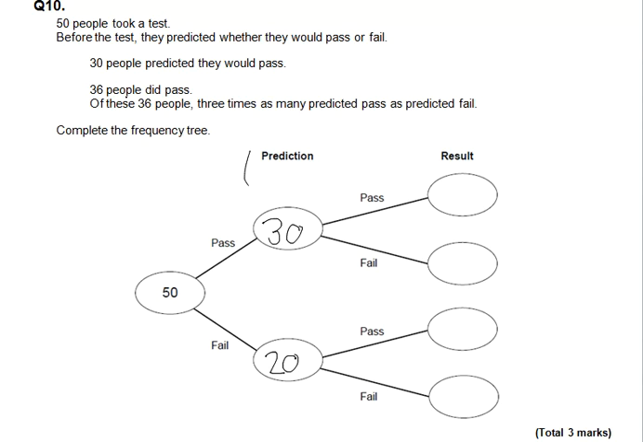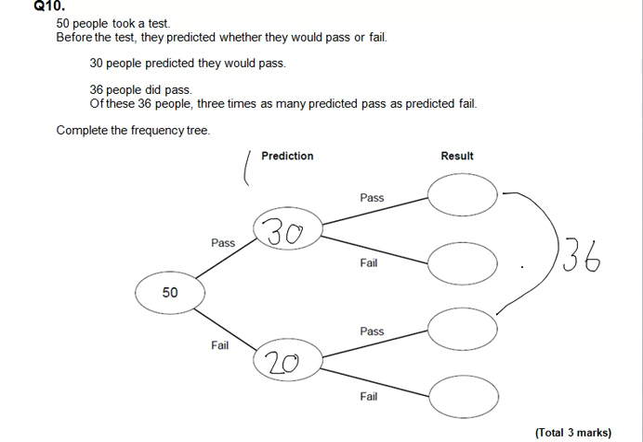Now it says 36 people did pass the test, which means it's this one and this one has to equal 36 because they're the ones that passed the test. Of these 36, 3 times as many predicted a pass than failed. So whatever number this is, predicted a pass, so 3 times as many predicted a pass than a fail. This has to be 3 times the number that goes in here.